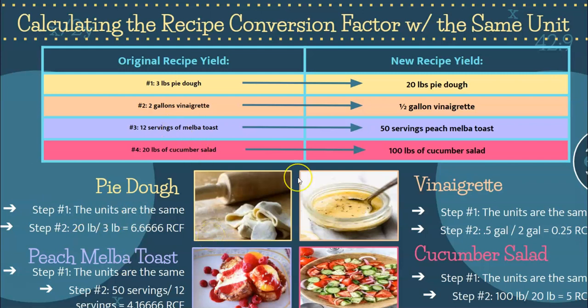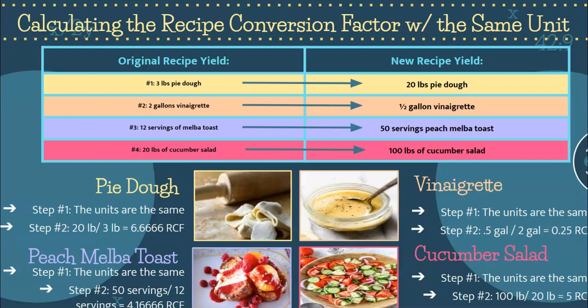Okay, next one, 2 gallons of vinaigrette. You want to make a half gallon of vinaigrette. The units are the same, so you're going to do new yield half gallon divided by old yield 2 gallons. Very easy, 0.25 recipe conversion factor. And then example number 3, they're the same, just basic servings. So new yield, 50 servings divided by old yield of 12, and you're going to get 4.166 as your conversion factor. And you use that to increase the ingredient amounts.